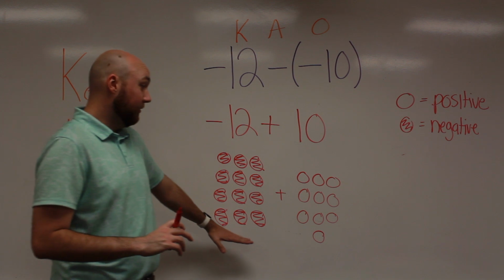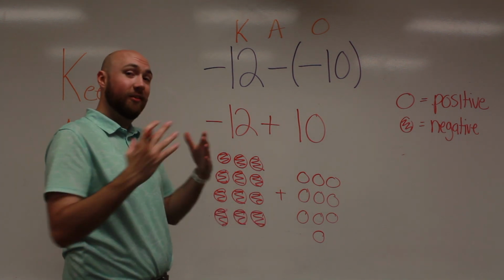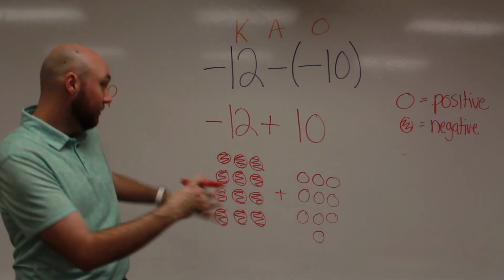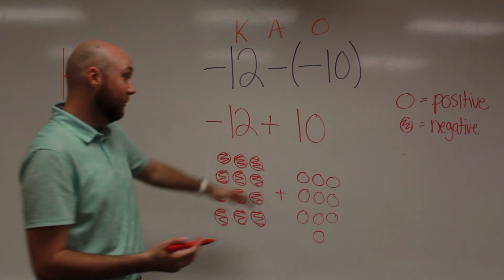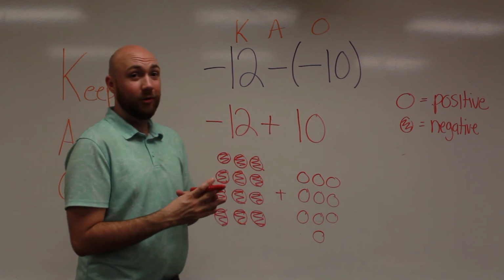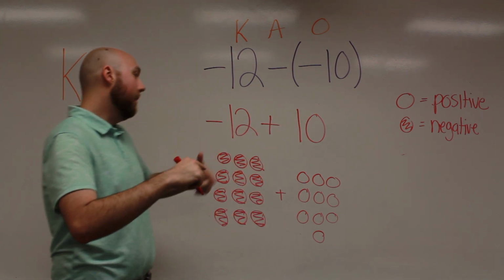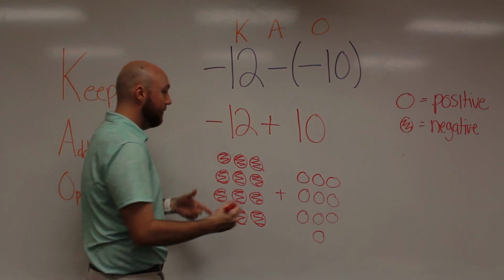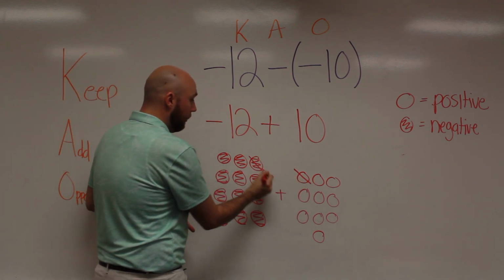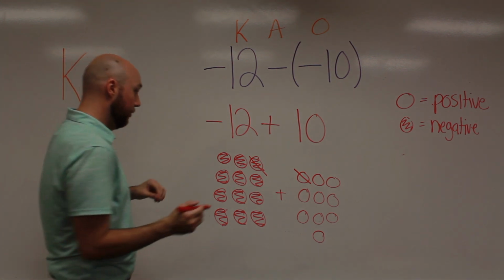Okay, now we got 12 negatives, 10 positives. What's the next step to do when we don't have the same colors? Not all of them are colored in. Not all of them are open circles. So what do we do? We make our zero pairs. Let's start canceling some out. So take one out here, one positive, one negative. Boom.